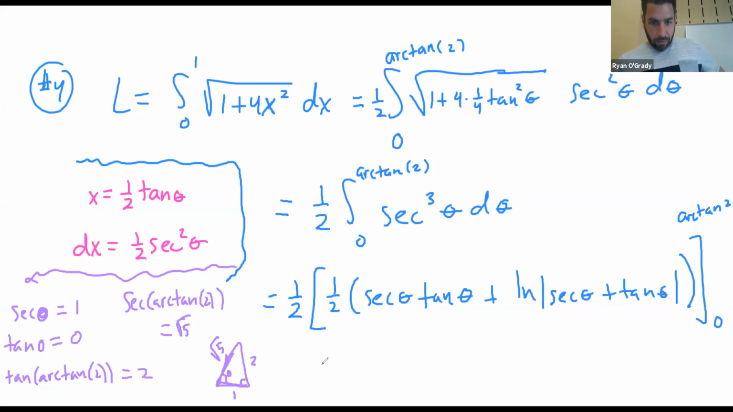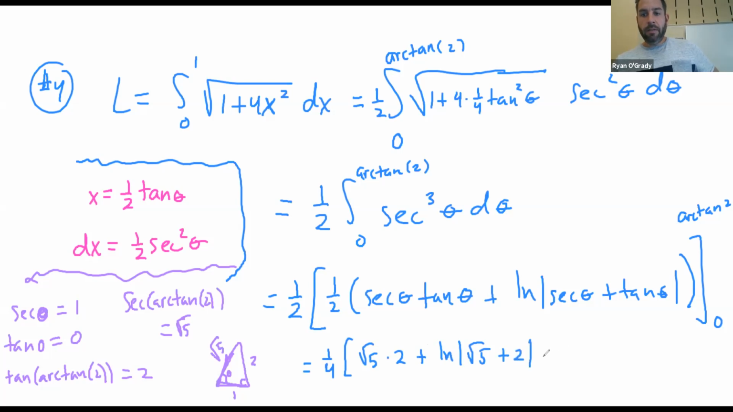Okay, so when I plug everything in, first off, I'm going to pull this 1/2 out. So this becomes 1/4. Now I'm going to plug in the arctan of 2. So the first thing I'm going to get is the square root of 5 times 2. Then I'm going to get plus the natural log, and then this is going to be the square root of 5 plus 2.